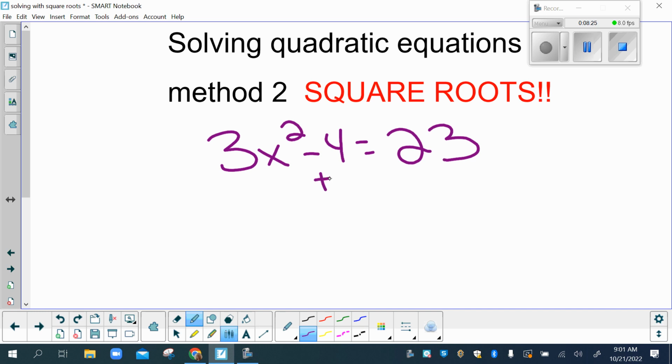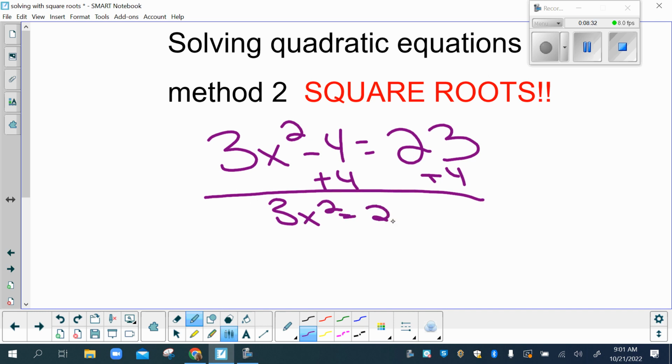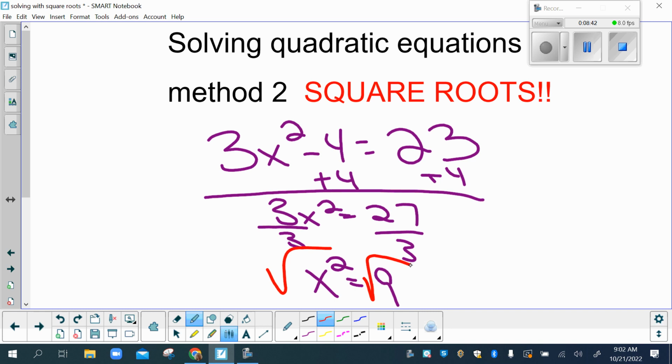Here we go. I'm going to add 4 to both sides. I get 3x squared equals 27. I'm going to divide by 3, x squared equals 9. Now I bring in my little bomb squad, right? Boom, boom. So x equals, what times what gives me 9? That's 3, but I also have to account that there's 2 options. 3 and -3.